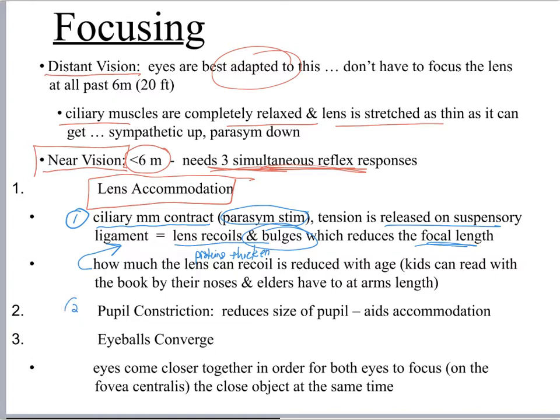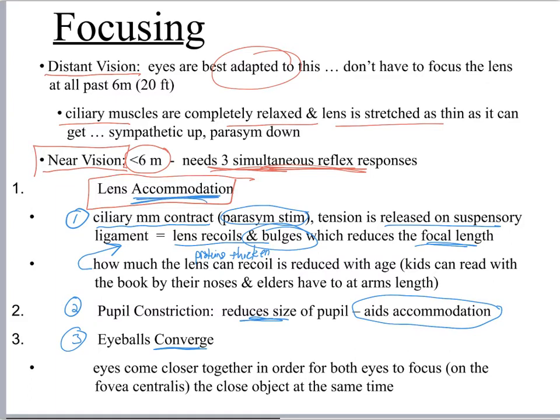The next thing is pupil constriction, or the inverse, which is pupil dilation. The reason you're doing this is you want to control the amount of light coming into your eyeball in order to get the best accommodation possible. If you need to do close vision, often you need more light than you would if you were doing far vision, so you're going to dilate. Unless you're in a really bright place, in which case you're going to constrict so that you don't blind yourself. And then finally, you've got eyeball convergence.